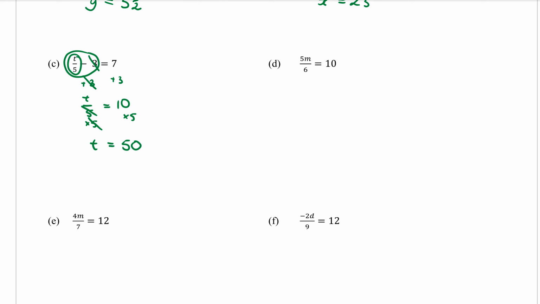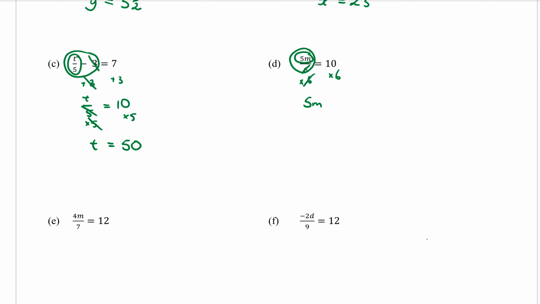Next one, D. The trick is, which one do I do first? The 6 is going to be correct. The 5 and M are together on the top. The 6 is going to be the second layer down. So the opposite of dividing by 6 is to times by 6. Cancel that off.